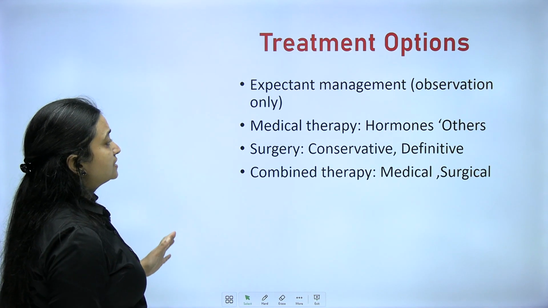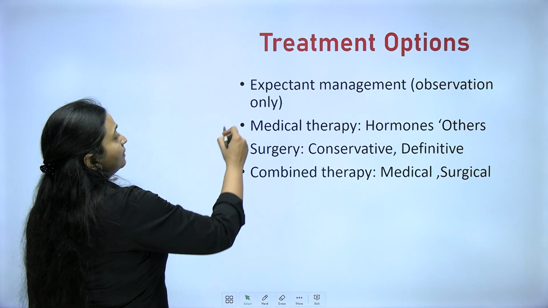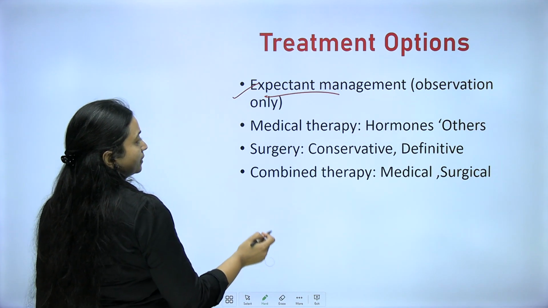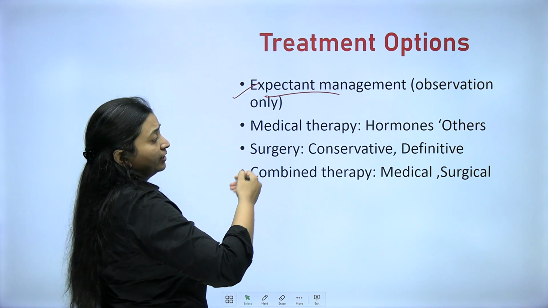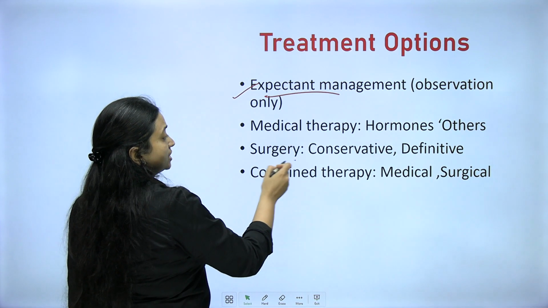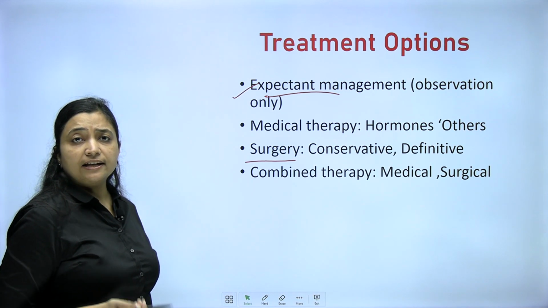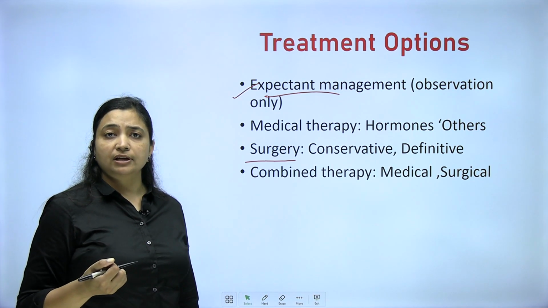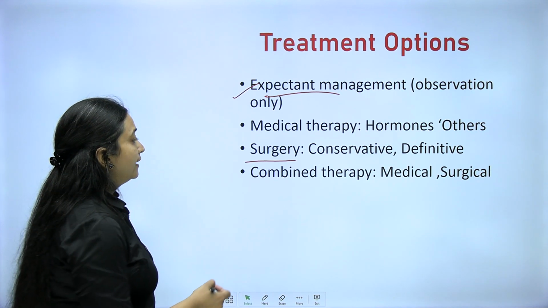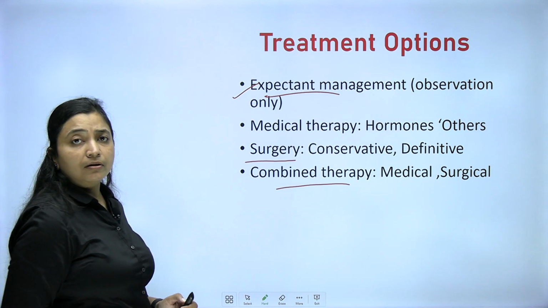Now, in which cases what all will be done, I will be discussing in detail. Expectant management means observation only, right? Medical therapy, as I have told, we have hormones, NSAIDs, painkillers and other options. Surgery can be conservative or definitive. Conservative means adhesiolysis, removal of the implants, and definitive means hysterectomy plus BSO. And a combined therapy, that you go for a surgical therapy and then continue with a medical therapy.